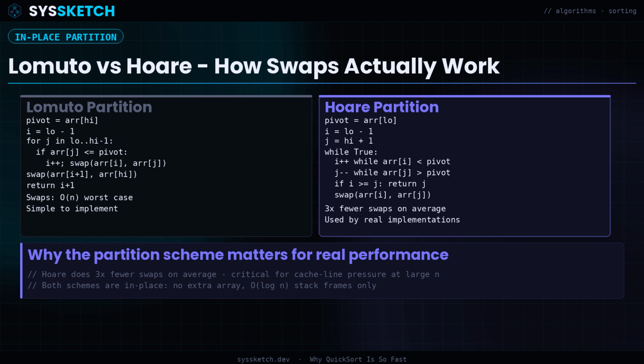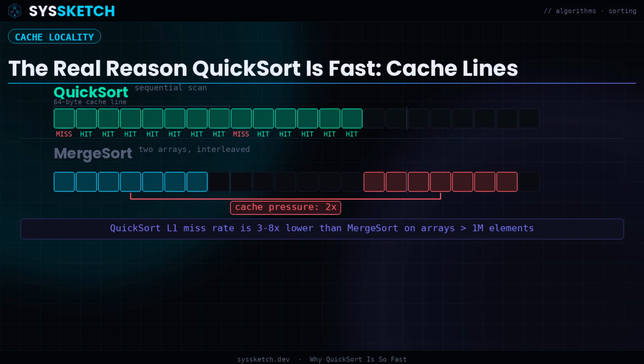The reason QuickSort consistently outperforms MergeSort on modern hardware comes down to one hardware fact. The CPU cache line is 64 bytes wide, which on a typical machine holds 16 32-bit integers. When QuickSort scans its partition window from left to right, the CPU prefetcher detects the sequential access pattern immediately and loads the next cache line before it is needed. Every comparison reads from a cache line that is already in L1.